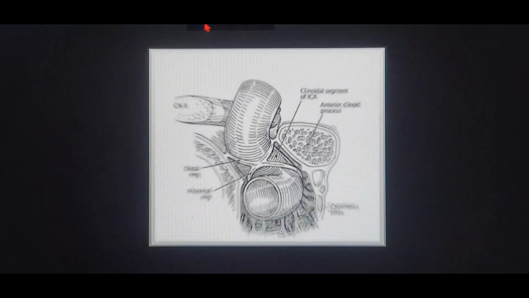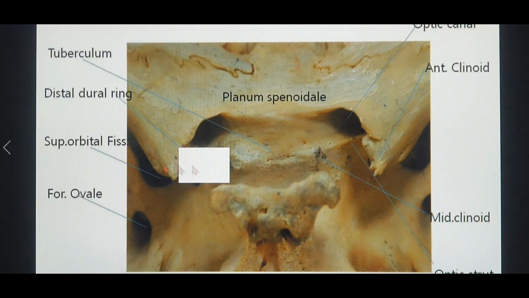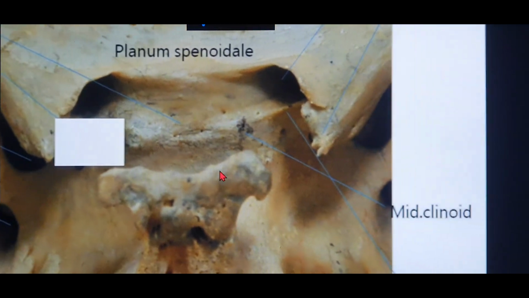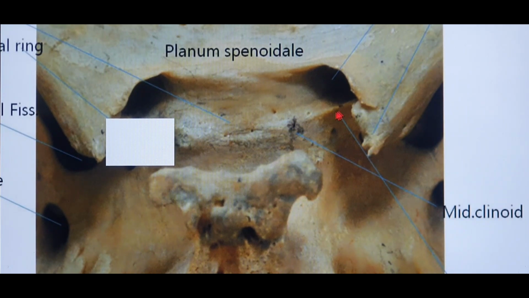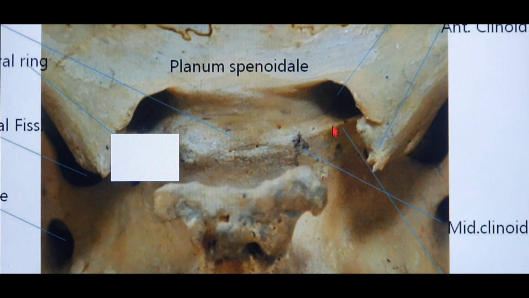If I can show you one more photograph over here, I can show you the optic strut. As I was talking about the optic strut, the structure which you can see right here, which is adjacent and lateral to the middle clinoid process, is the optic strut. You can follow the optic strut. This is the area of the optic strut. That's the area of the optic canal. That's the anterior clinoid, that's the middle clinoid, and that's the posterior clinoid, as I was showing you on the 3D anatomy model.